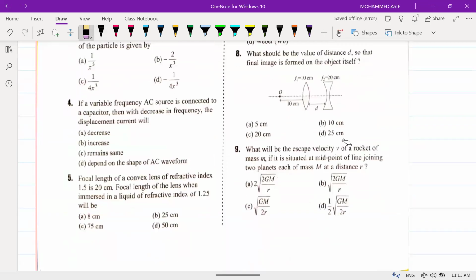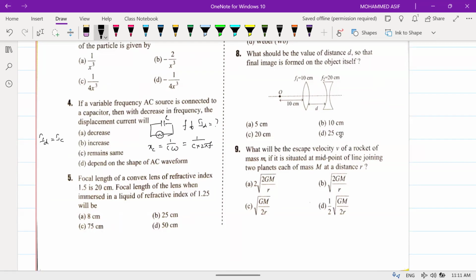Good question. Anyone? If a variable frequency AC source is connected to a capacitor, that means we have a capacitor, and into this capacitor we are connecting an AC source with decreasing frequency. Frequency is decreasing, so what happens to the displacement current? You know that displacement current is equal to conduction current. When it is connected to the capacitor, Xc is equal to 1 by C omega, that is 1 by C, and omega is equal to 2 pi into F.